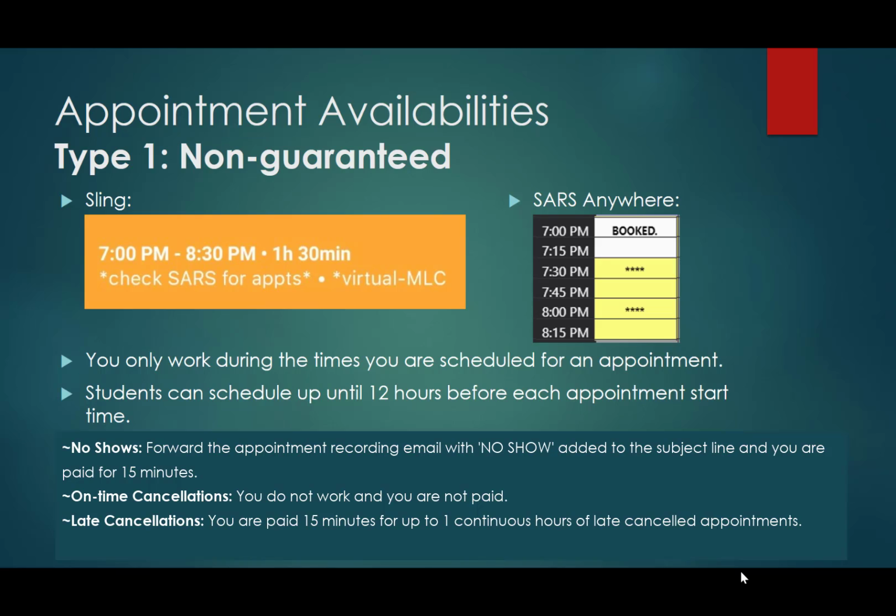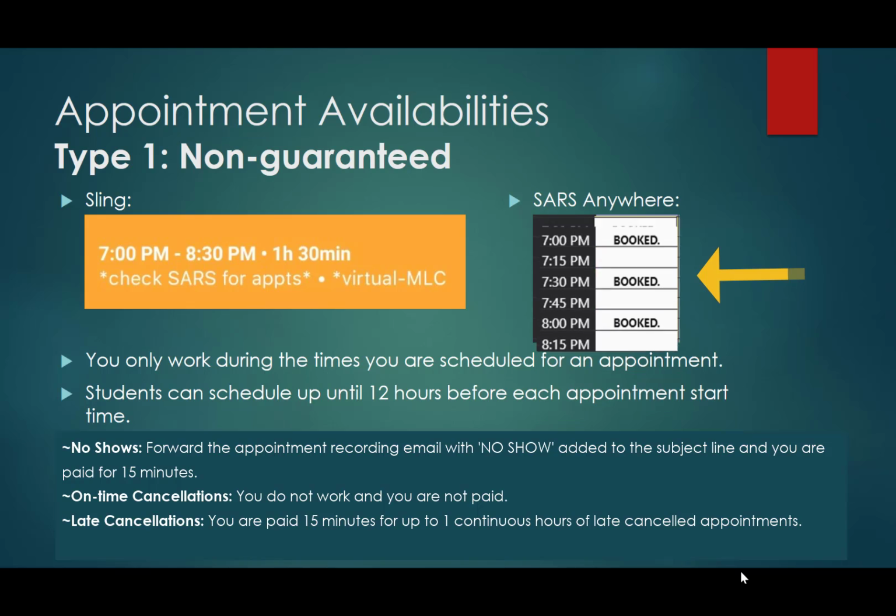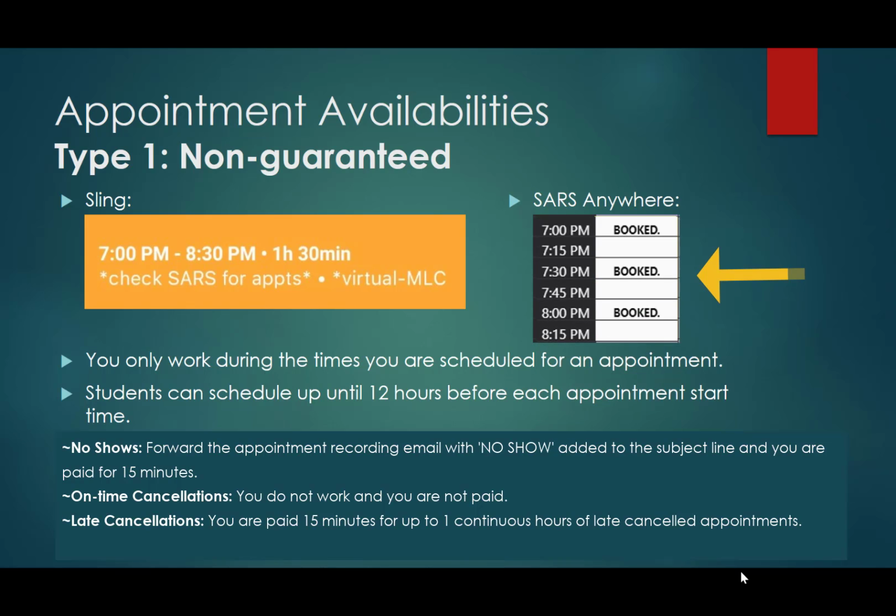For late cancellations, when the student cancels with less than 2 hours before the appointment start time, you are paid 15 minutes for up to 1 continuous hour of late canceled appointments. For example, if each of these 3 appointments were canceled late by the students, the tutor would be paid 15 minutes for the first hour's worth of appointments and another 15 minutes for the third appointment starting the second hour of appointments. A total of 30 minutes would be paid as a courtesy for holding their time, but the tutor would not work any appointments.